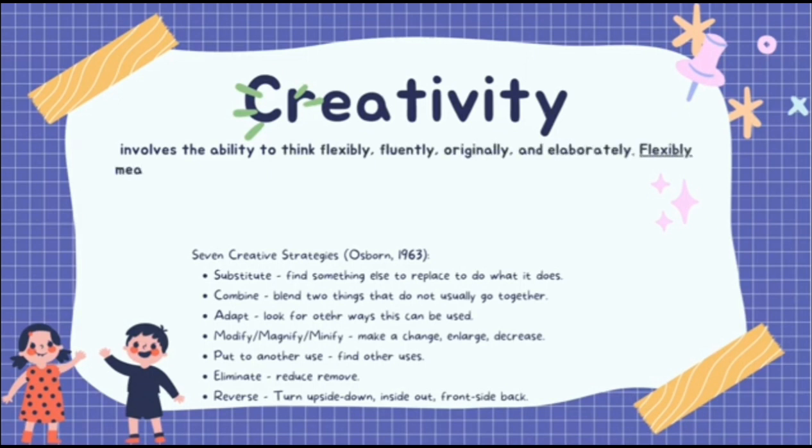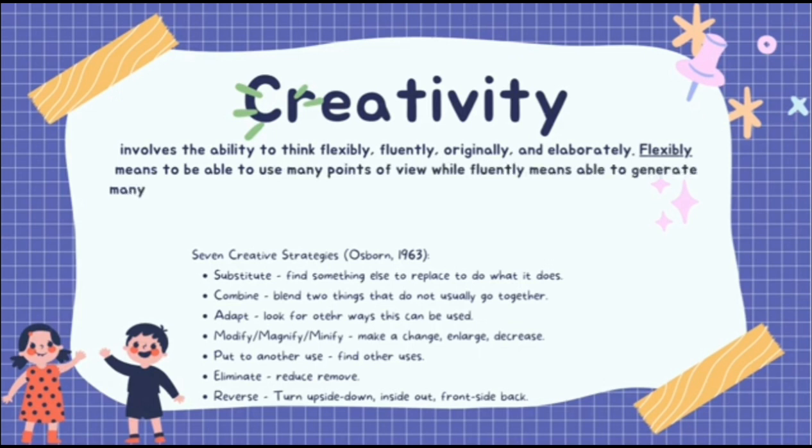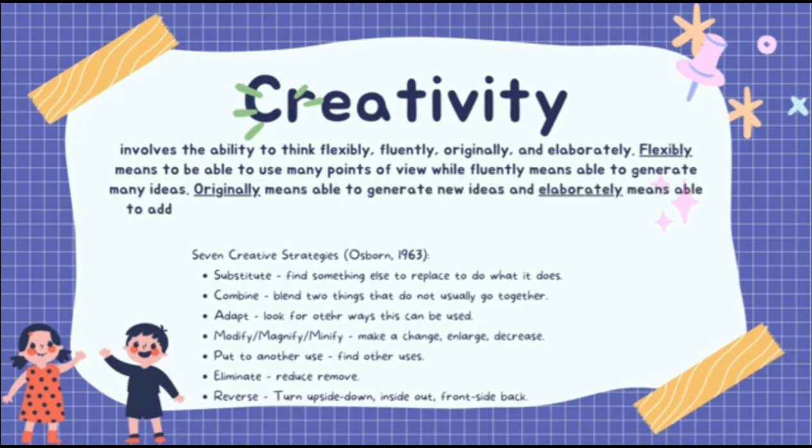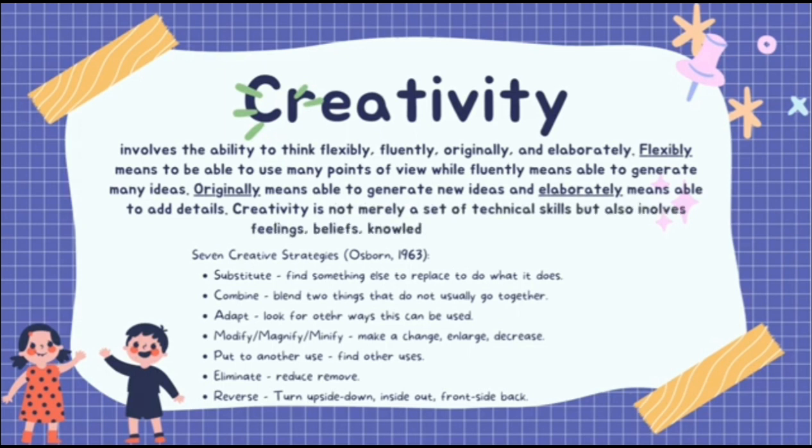Another higher order thinking skill that can be upgraded in our learners using technology is creativity. Creativity involves the ability to think flexibly, fluently, originally, and elaboratively. Flexibility means to be able to use many points of view, while fluently means to be able to generate many ideas. Originally means to be able to generate new ideas, and elaboratively means to be able to add details. Creativity is not merely a set of technical skills, but also involves the feelings, beliefs, knowledge, and motivation.